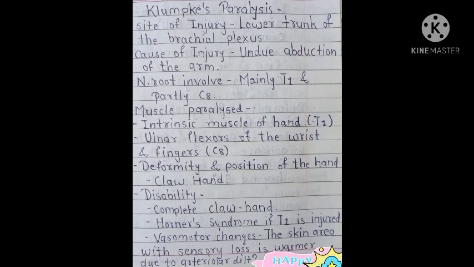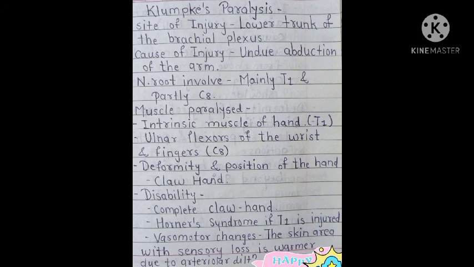and partly C8. The muscles paralyzed in this paralysis are the intrinsic muscles of the hand, due to the involvement of the root value T1, and the ulnar flexors of the wrist and the fingers, due to the involvement of the root value C8. Then the deformity and position of the hand, that is the claw hand.